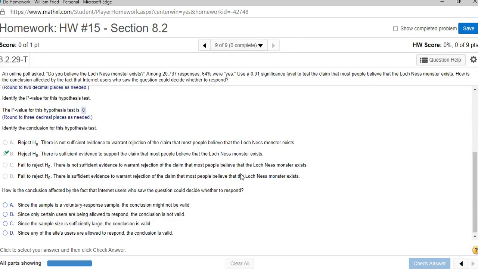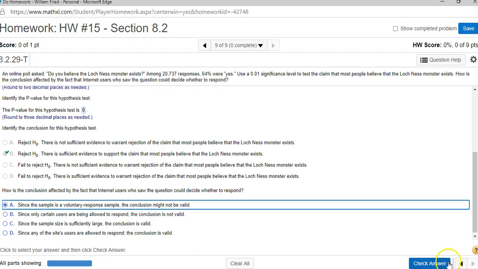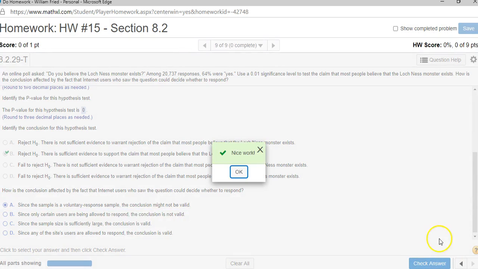Okay. And then how is the conclusion affected by the fact that the internet users who saw the question could decide whether to respond? See, sometimes I don't know what they're going for here. I would say part A, since the sample is a voluntary response sample, the conclusion might not be valid. Let's hope for the best on that one. Let's see. Ah, excellent.